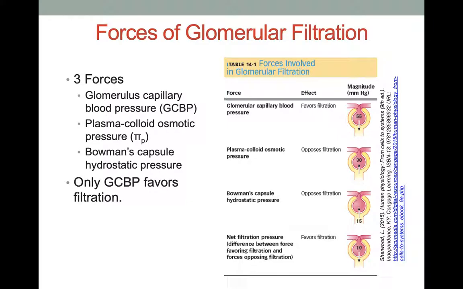And then the third force here is Bowman's capsule's hydrostatic pressure. This is the pressure exerted by the fluid inside the Bowman's capsule on the initial parts of the tubule. This pressure is also acting against filtration because it tends to push fluid out of the Bowman's capsule, moving in the opposite direction for us, and the average here is about 15 millimeters of mercury. So those are the main forces that are acting. The glomerular capillary blood pressure is in favor of filtration, and the other two oppose filtration.